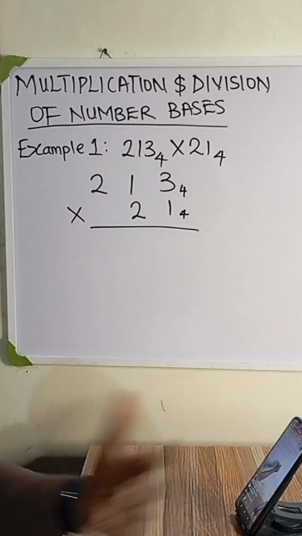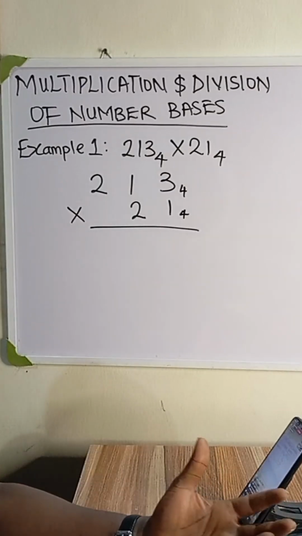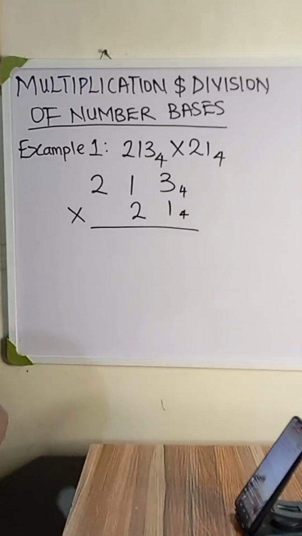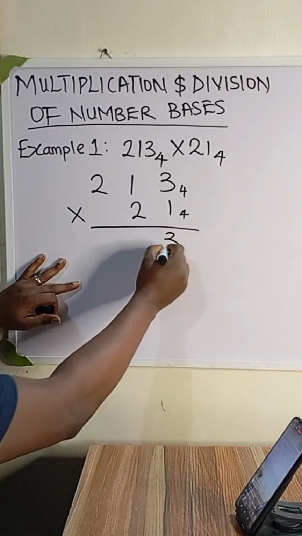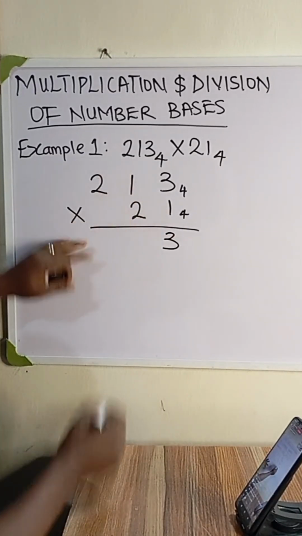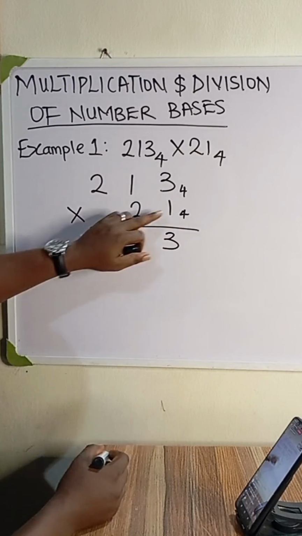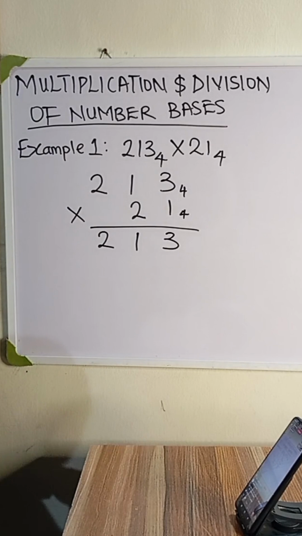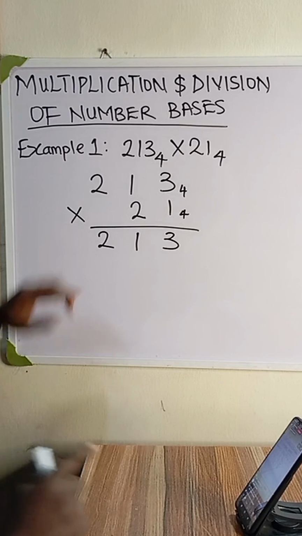When multiplying, just multiply the usual way. So we have 1 multiplied by 3 gives you 3. 1 multiplied by 1 gives you 1. 1 multiplied by 2 gives you 2. Now, this is where it gets interesting.